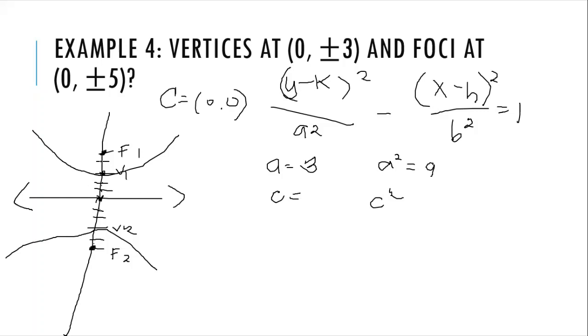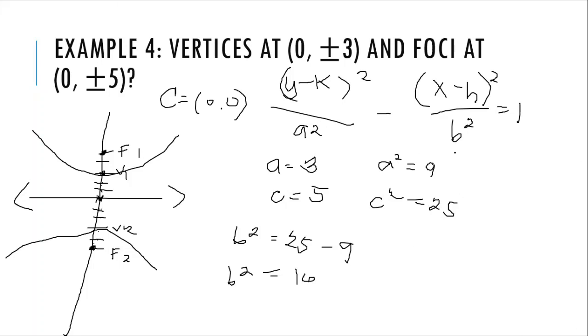So from foci 1, 1, 2, 3, 4, 5, 6, 7, 8, 9, 10. 10 steps to be at foci 2. Divide by 2 is 5. c squared is 25, or 5 squared, 5 times 5 is 25. So use the formula: b squared is equal to c squared, which is 25, minus a squared, which is 9. 25 minus 9, we have 16. Our b squared is 16.